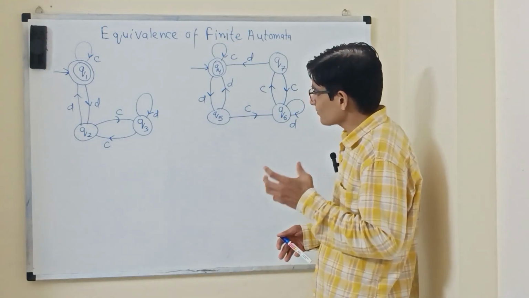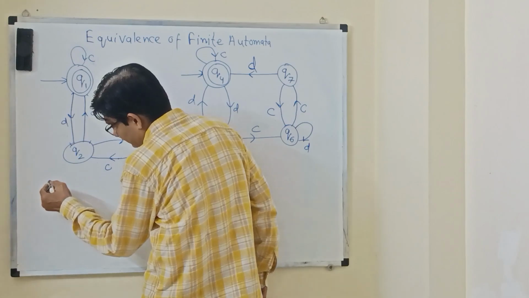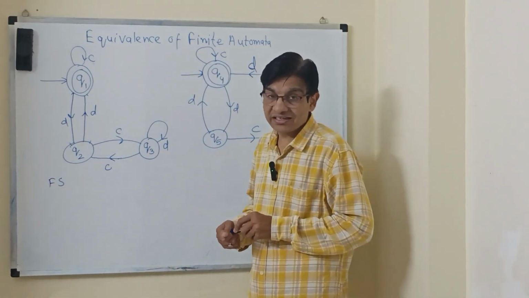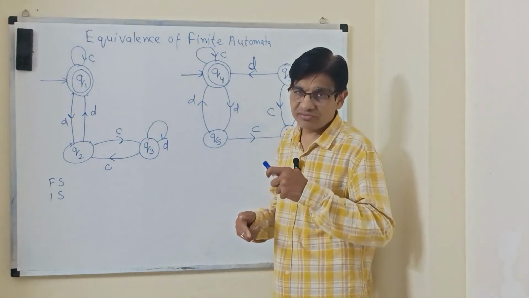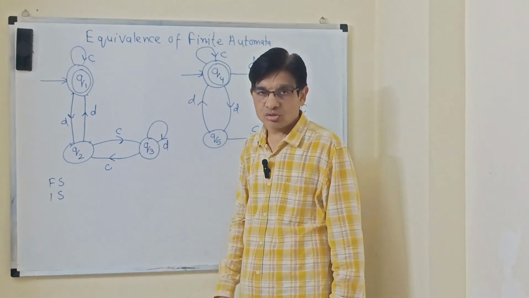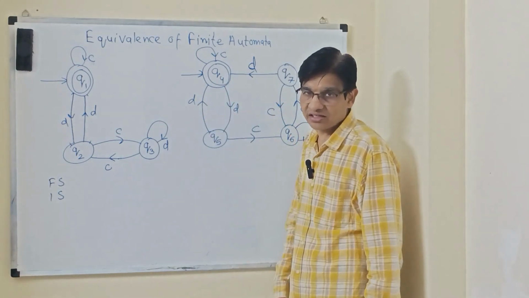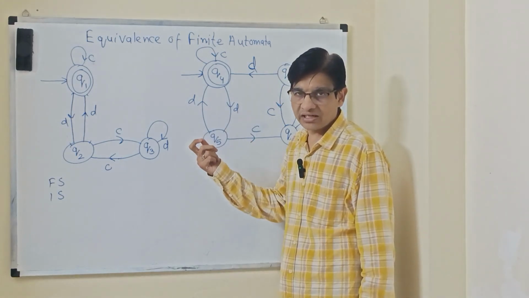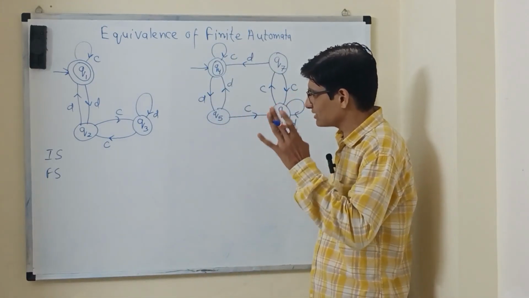For this, we can consider that in every DFA there may be two types of states. Some are final states, which I will represent as FS, and some are intermediate states. Any state which is not a final state, we will consider as an intermediate state. If the initial state is not a final state, then it is also considered an intermediate state. In both machines, the initial state is a final state, so it is considered a final state. But if the initial state is not final, then it will be considered an intermediate state, right? We will use this to compare both these finite automata.